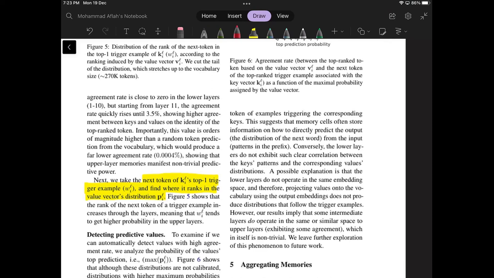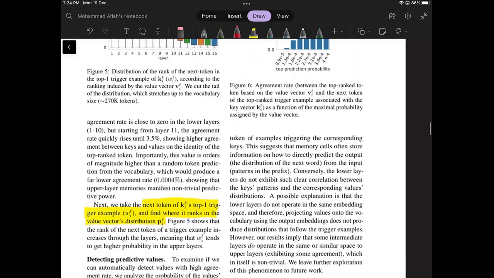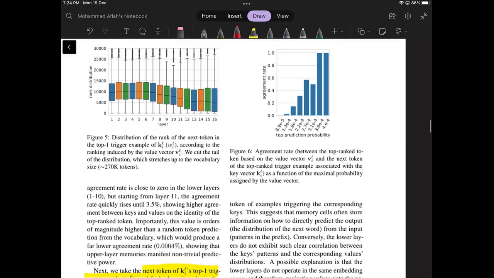The layers which are closer, of course, should have more related embedding space. However, our results imply that some intermediate layers do operate in the same space, which in itself is non-trivial. And this they do not explore more. They say that future works can look into this.